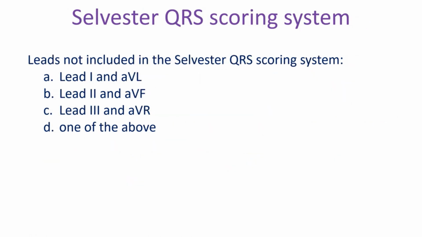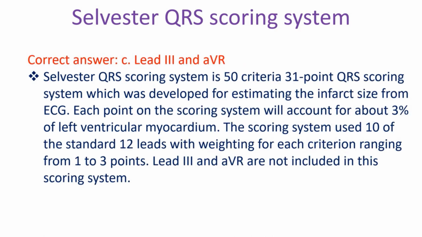Leads not included in the Sylvester QRS scoring system: A. Lead 1 and AVL, B. Lead 2 and AVF, C. Lead 3 and AVR, D. None of the above. Correct answer C.